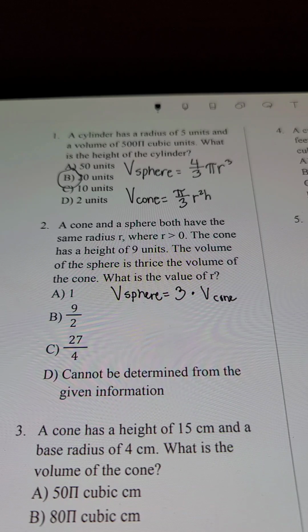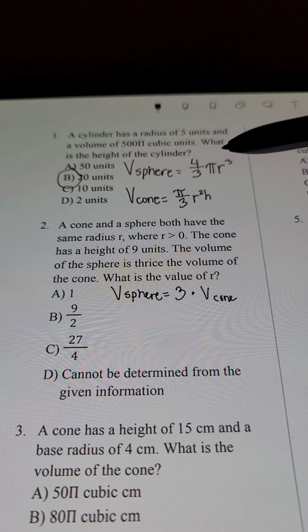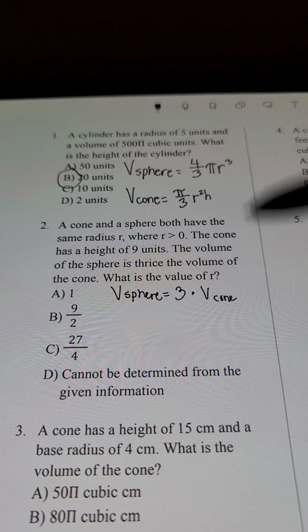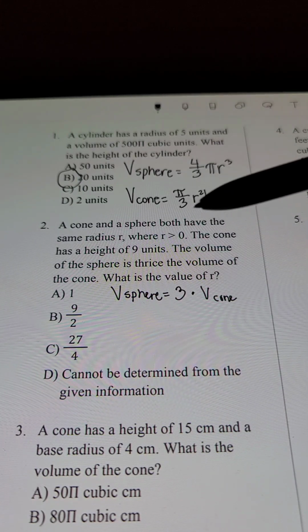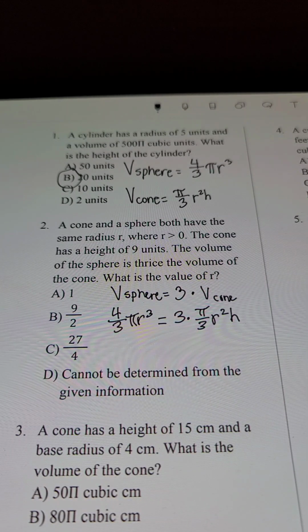So I could write that out like this, and I'm trying to find out what is the value of R. So what I can do now is I can say, okay, I know volume of the sphere is the same thing as this equation. I know volume of the cone is the same thing as this. So I could just replace volume of the sphere here with 4/3 pi r cubed, and then replace volume of the cone with pi over 3 r squared times h. So let's do that. So now that I've done that, I can also plug in what h is, because I know h is 9. So now I have that.